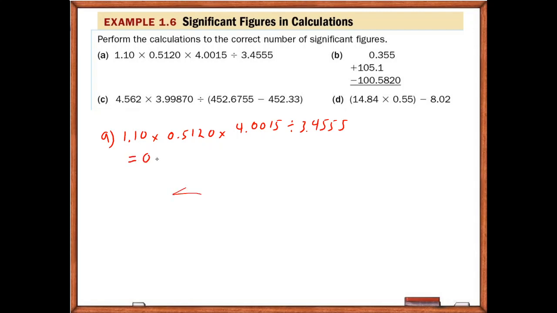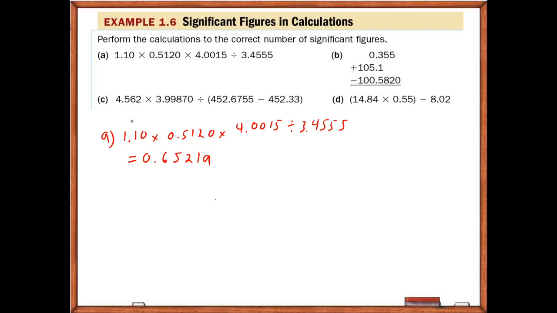0.65219. Sorry, it's reading my hand for some reason. Okay, now we want to try to figure out how many sig figs we can actually report.